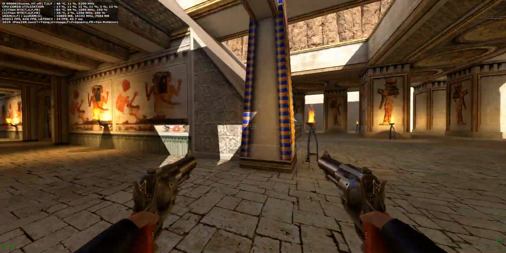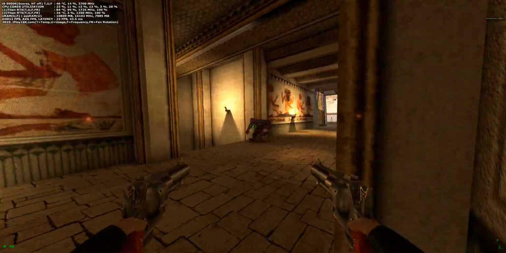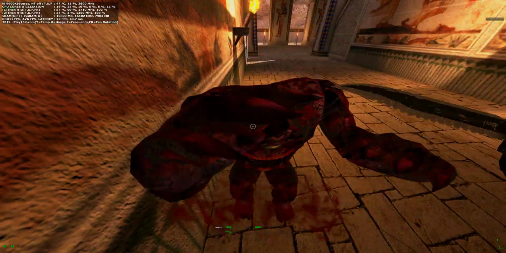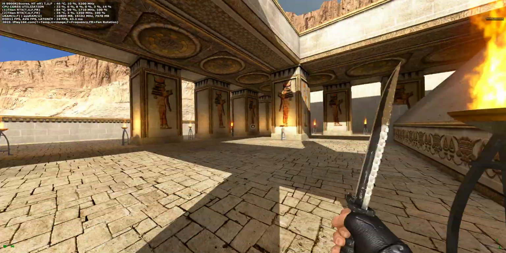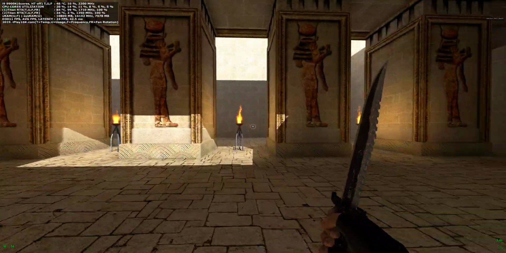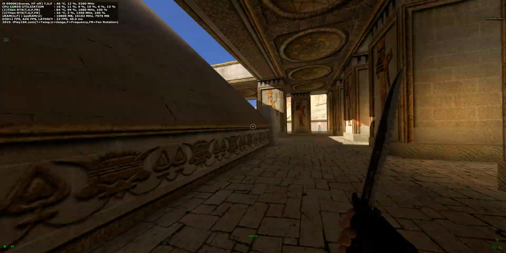Titan RTX utilizing 99%. Amazing, excellent GPU utilization or GPU usage. So pretty much we're utilizing all the GPU cores. This is impressive. But this is the 12K resolution, guys.